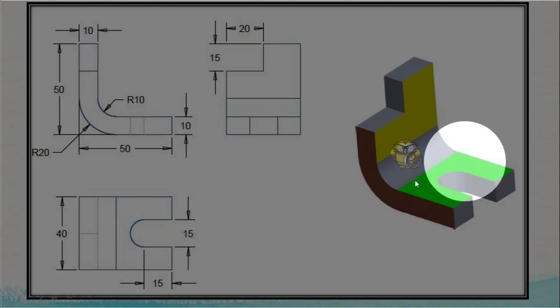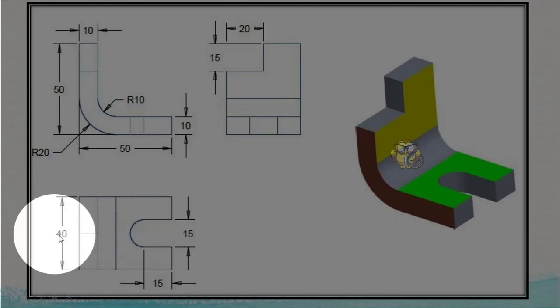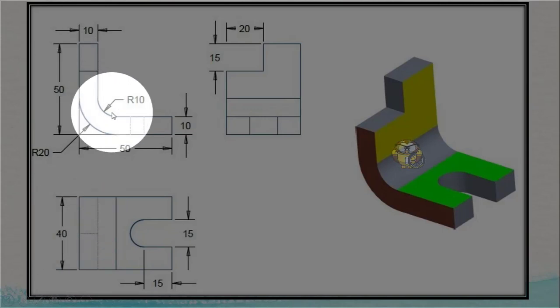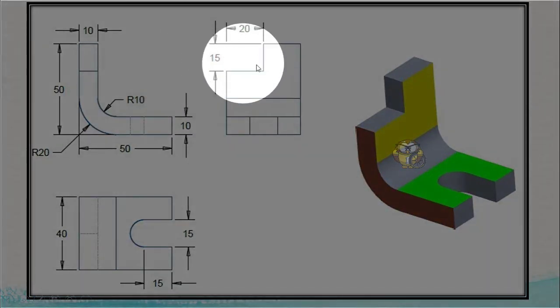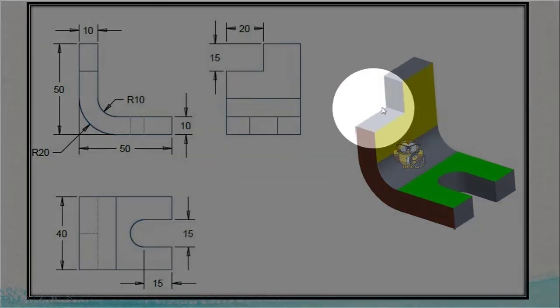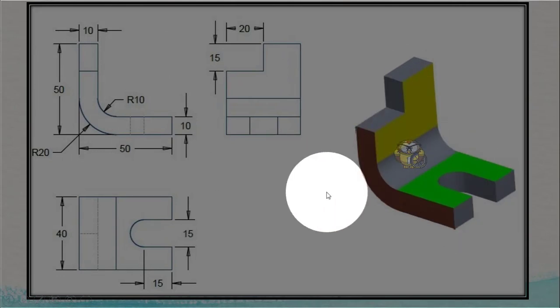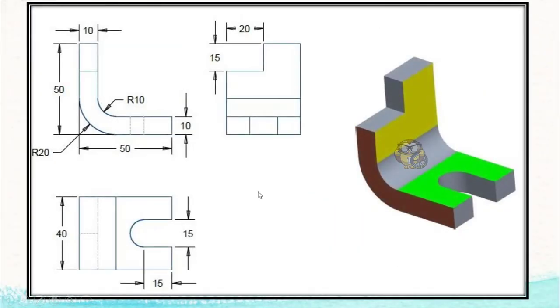How can I know this distance? I am taking it from this bottom view. This is 40. So first I want to use extrude. Once I complete the extrude, I want to remove some material here and here, this place and this place. For that I am going to use extruded cut. So in this drawing I am going to use two tools: one is extruded boss, and the other is extruded cut.